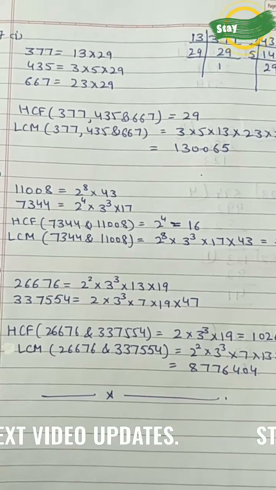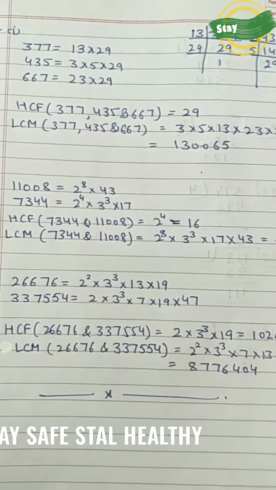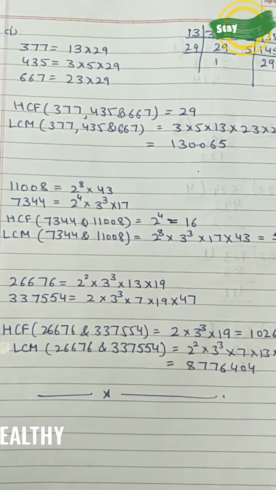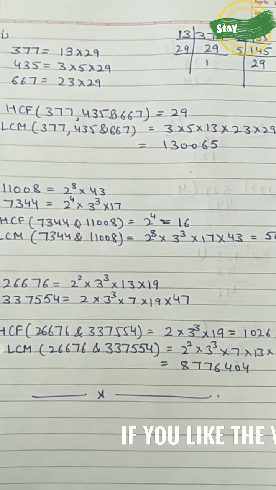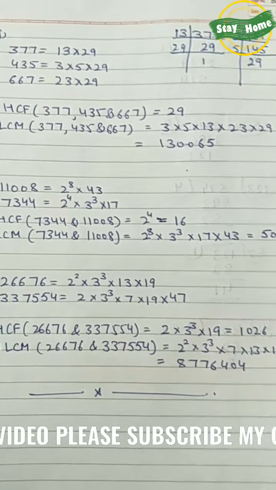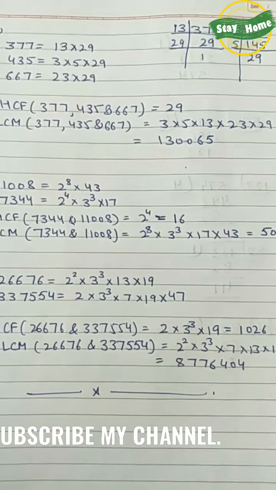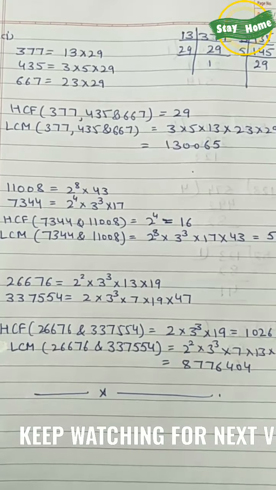For HCF, once again the rule is to take common factors with their lowest power as HCF. So here the common prime factor is 29 only, and the lowest power of 29 is 1 only. So HCF is 29. In LCM, we have to take the product of all the prime factors with their highest exponent. That is the LCM of the numbers.